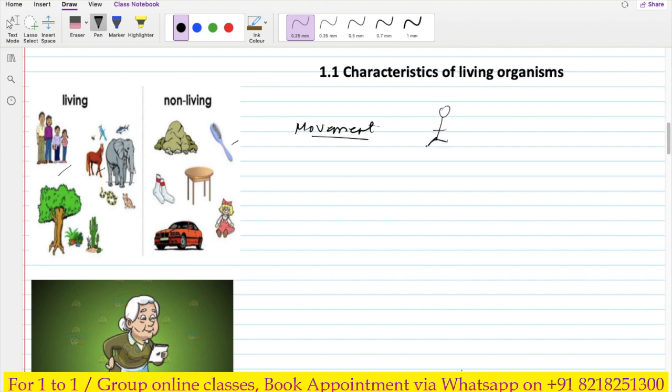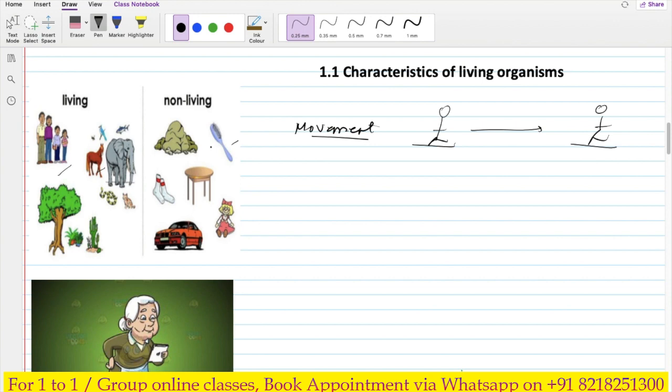See, this is a person. He can go from one place to another. So he's showing movement. That's why he's living. Oh, that's great. An elephant can also show movement. That's why it's living. All right, that's great. Anything else for a thing to be called living?